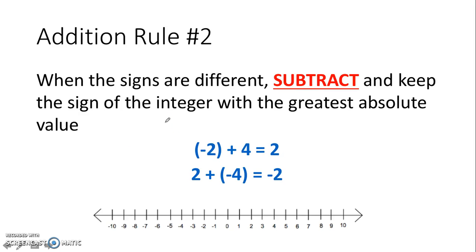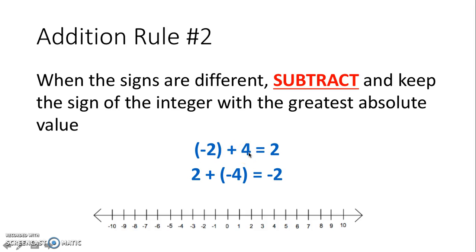The addition rule number 2 is when the signs are different, you're going to subtract and keep the sign of the integer with the greatest absolute value. So here's our first example, -2 plus 4 is equal to +2. So when the signs are different, subtract. So we have a negative plus a positive.